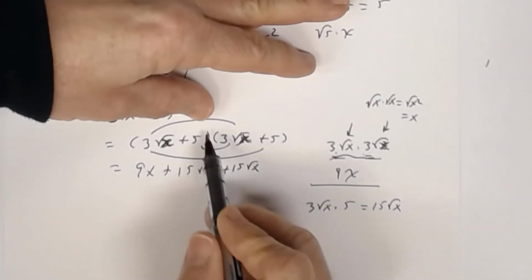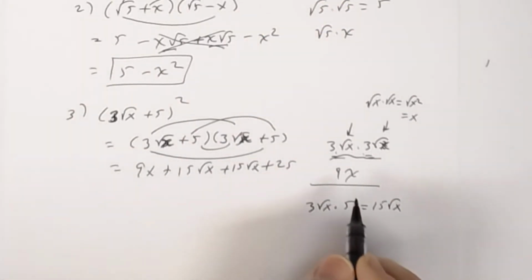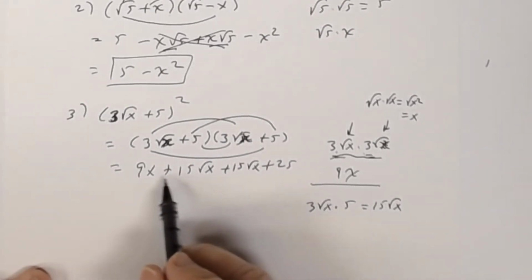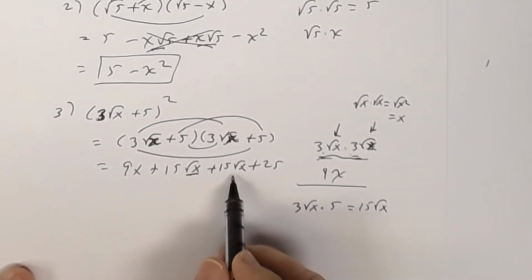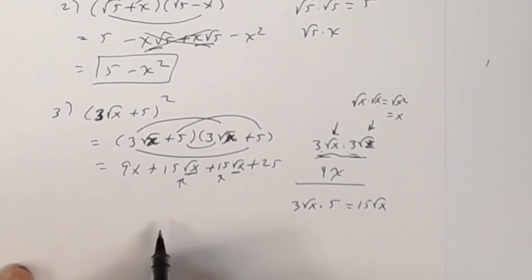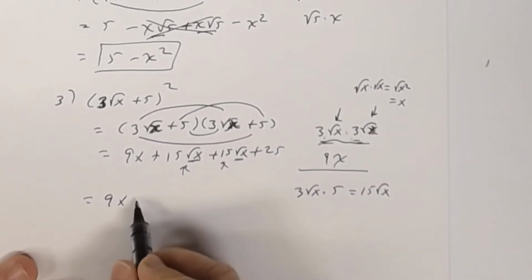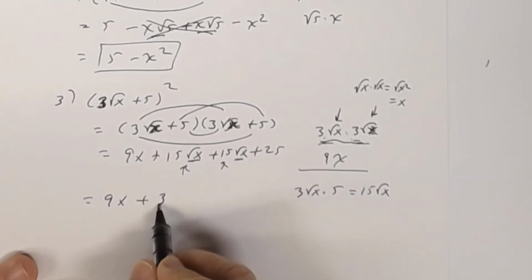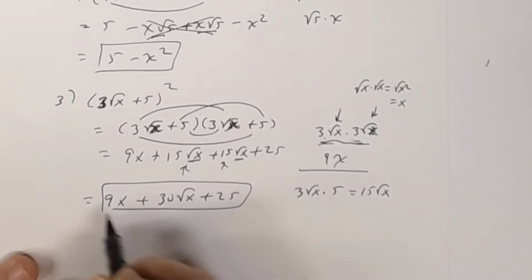And then the last one is easy, because that's just a positive 5 times a positive 5, which is 25. Combining like terms, the only terms you can combine are the ones with square root of x. The 9x and the constant are not like terms. So I get 9x, 15 and 15 is 30, so you get 30 square root of x, and then plus 25. All right, so that's number three.